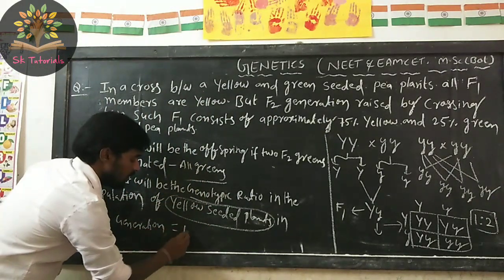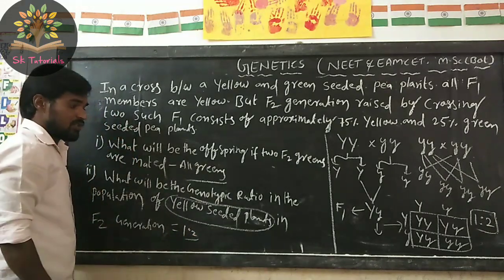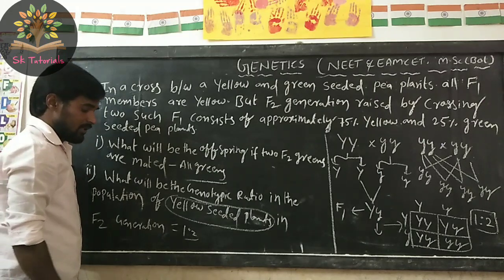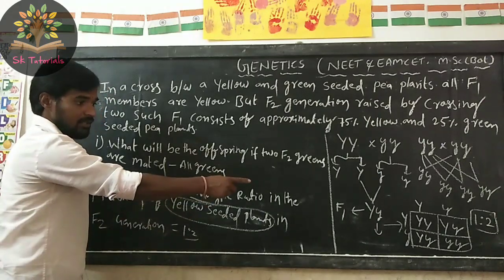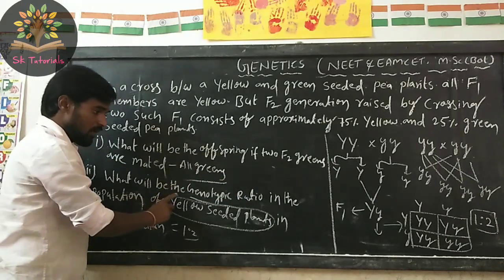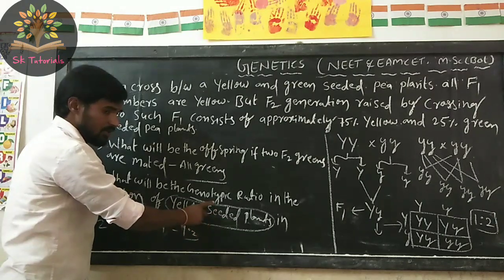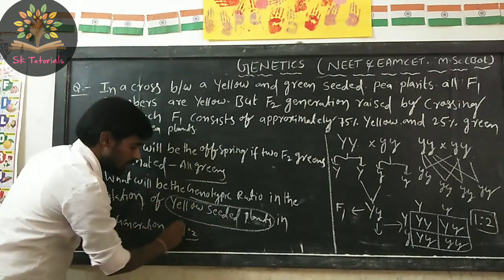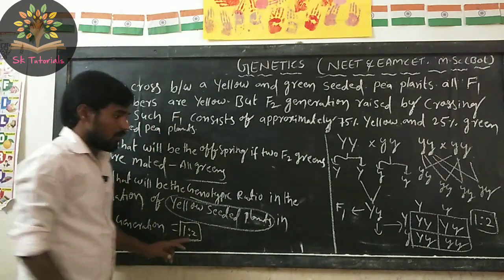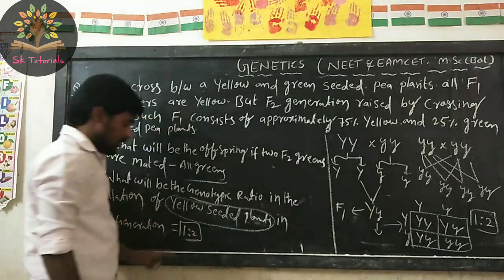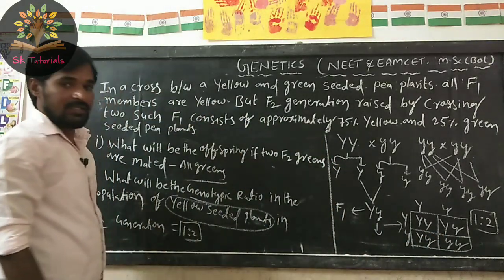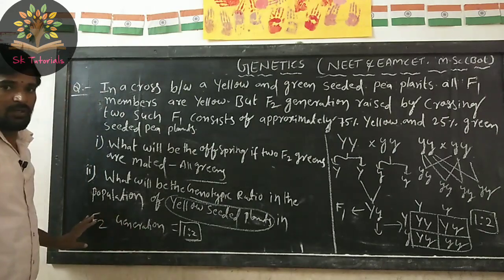Is equal to 1 is to 2. He did not mention the green seeded plants. That is why we did not take the green seeded plant genotypic ratio. He asked only about the yellow seeded plant genotypic ratio. That is why the answer is 1 is to 2. 1 is to 2 means 1 is the homozygous yellow, 2 is the heterozygous yellow. The answer is 1 is to 2. Simple. Okay.